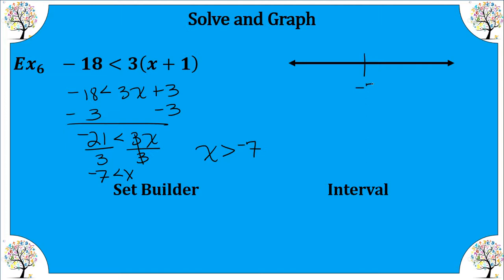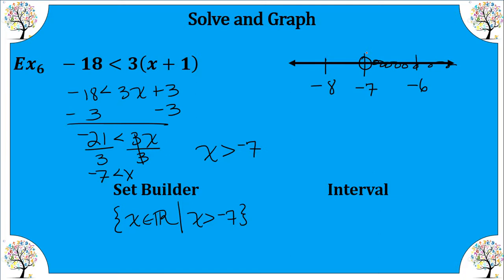So we're considering -7. We have -8, -6. It is open, -7 is not included, and we're going to shade everything to the right because x is greater than. And so our set builder notation is x is an element of the real number system such that x is greater than -7.